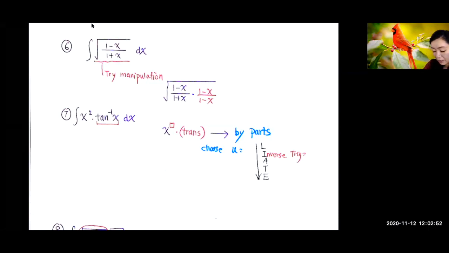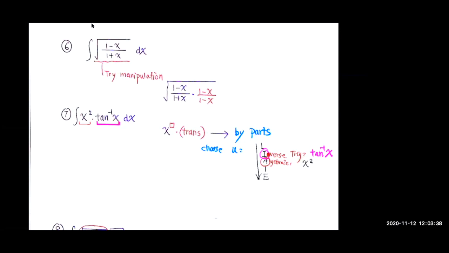So what you have over here, this one is inverse trig. And this one over here is what? Algebraic, right? Algebra, which is this x squared over here. So you have this one and this one. Which one are you going to let be u then?